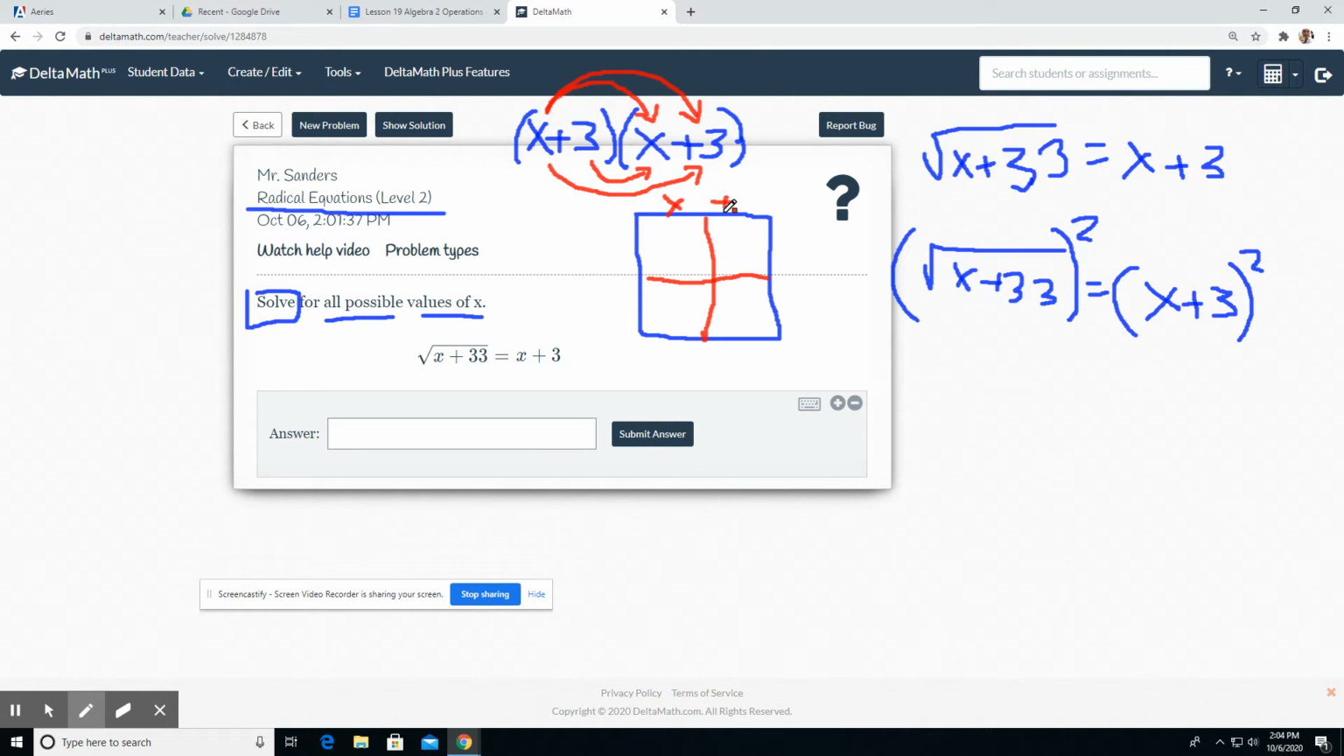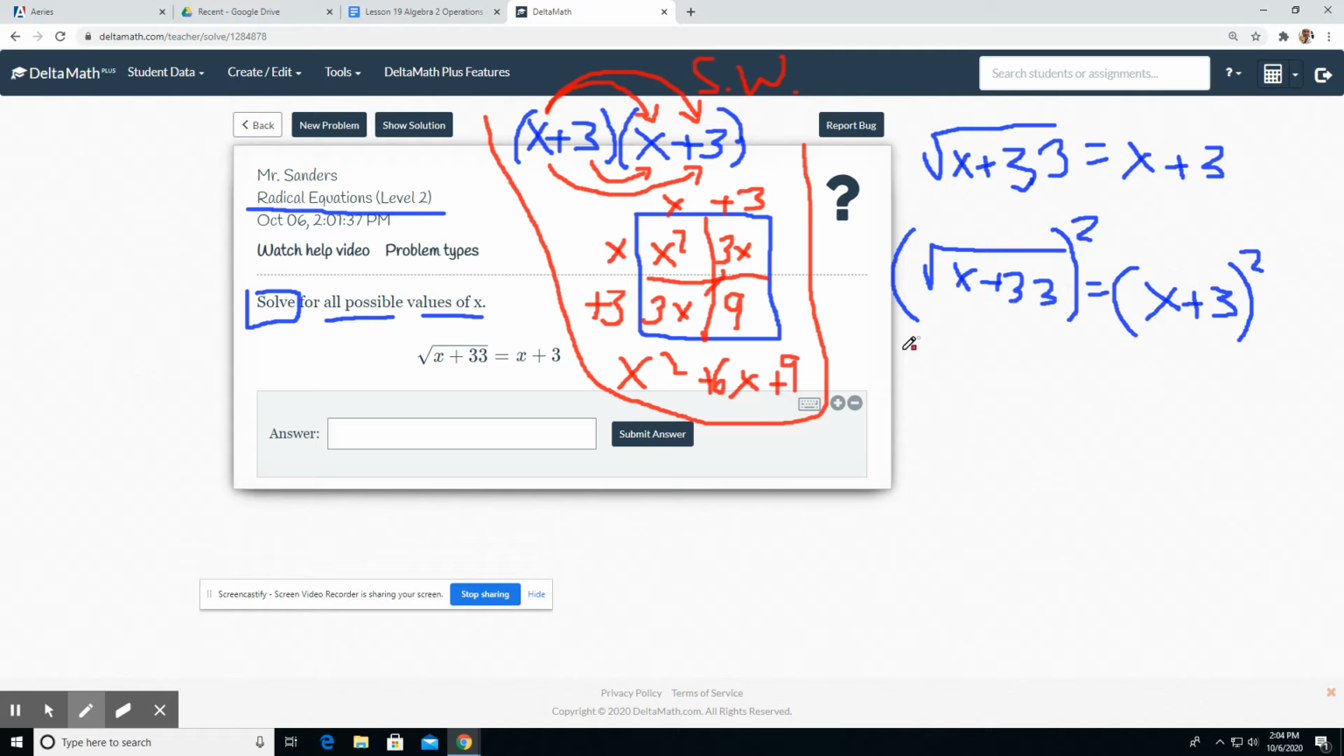So x plus 3 times x plus 3. X times x is x squared. X times 3 is 3x. X times 3 again. 3 times 3 is 9. Usually these two will combine right here. So this is my side work, I'm just helping you out with what we're doing here. This is x squared plus 6x, these two add, plus 9. And that's what I have on the right side here.